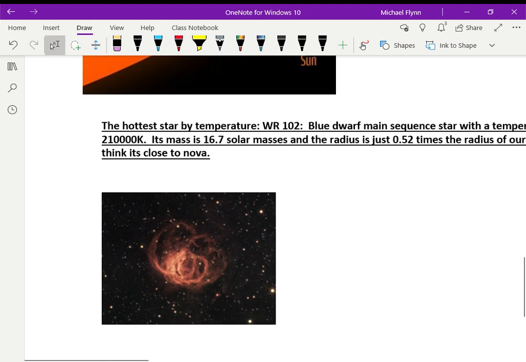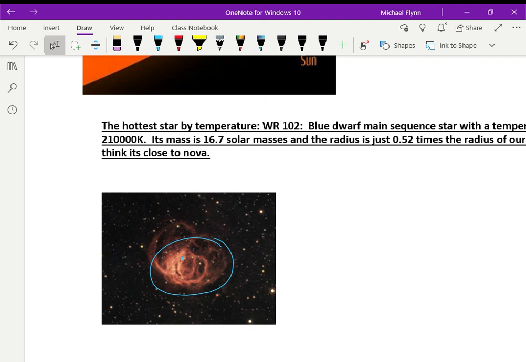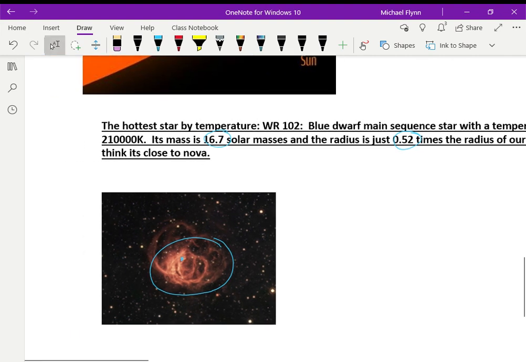Oh, the hottest known star is this weird looking thing here. That's not actually the star itself though. What you're seeing is the coronal mass ejections coming from its atmosphere. It's a really wild star, it spins fast and stuff like that. It is the hottest known star by temperature, with a temperature of 210,000 degrees Kelvin, which is around 210,000 degrees Celsius, by the way. It's much heavier than our sun, 16.7 solar masses, okay? But it is smaller in size than our sun, and we think this one is close to supernova, okay? So we think it's going to explode soon, and that'll be quite a spectacular show.